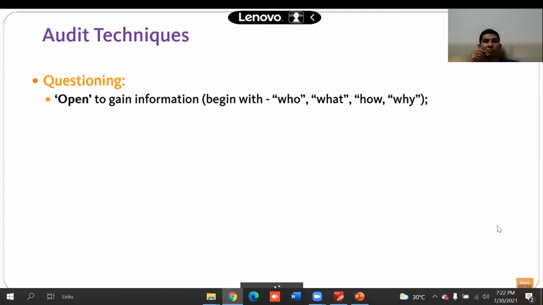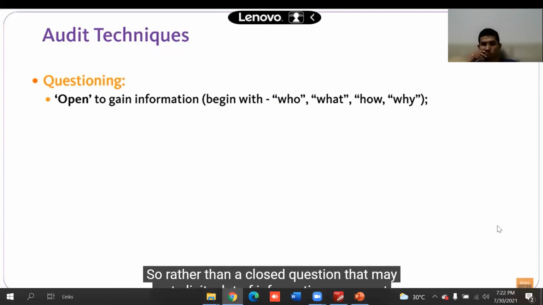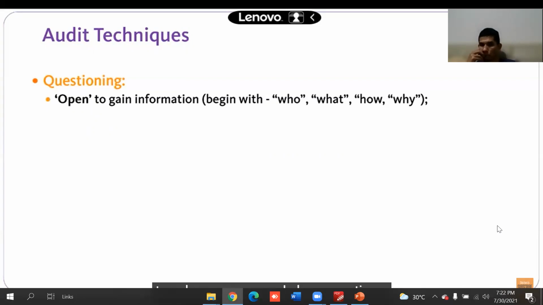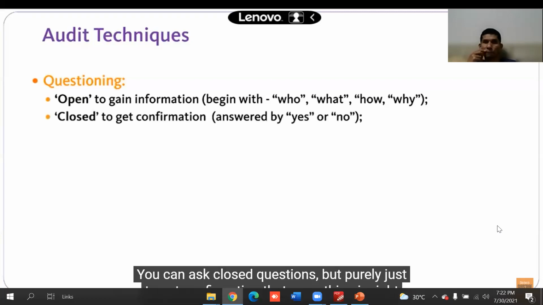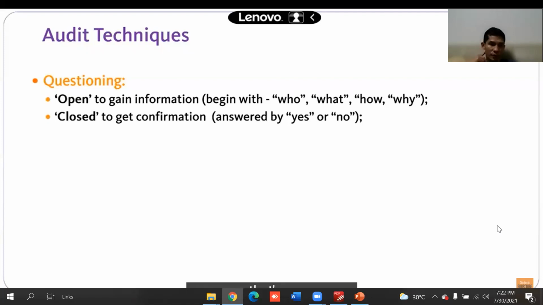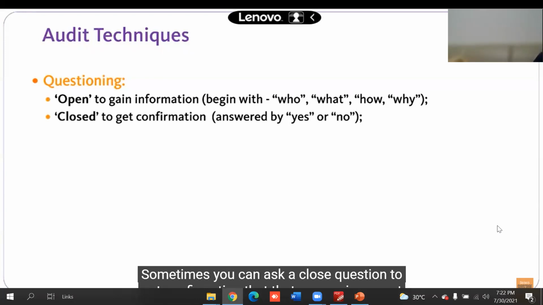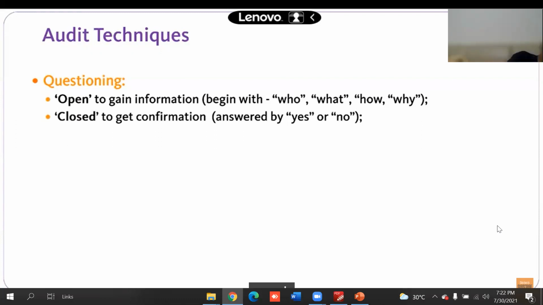So rather than a closed question that may not elicit a lot of information, you want to ask more open than closed questions. You can ask closed questions, but purely just to get confirmation that something's right or wrong. That's a yes or a no. So sometimes you can ask a closed question just to get confirmation that that answer is correct or not.